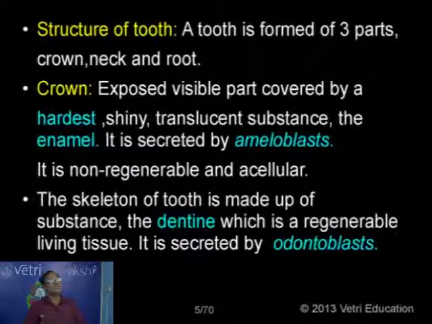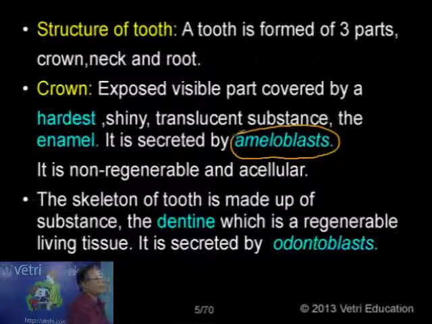Now what is the name of the cell which secretes this enamel? When you lose this enamel, you have sensitiveness or dental caries. All the other symptoms related to tooth decay develop once you lose this enamel, a protective covering. All sorts of trouble develop in your teeth. The enamel is secreted by cells called ameloblasts.